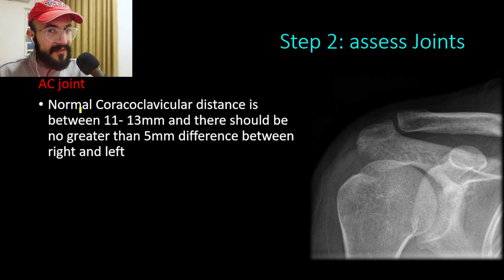Now also in the AC joint, the normal coracoclavicular distance is between 11 and 13 millimeters, and there should be no greater than 5 millimeters difference between right and left. So the coracoclavicular distance that you can see right here should be between 11 and 13 millimeters.